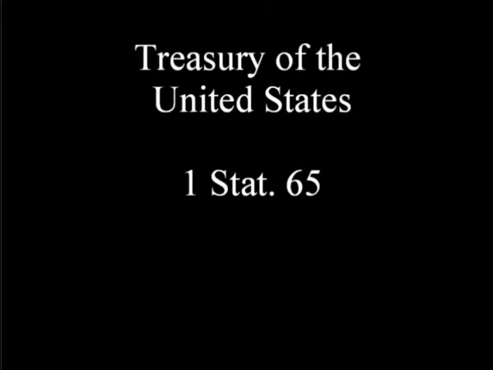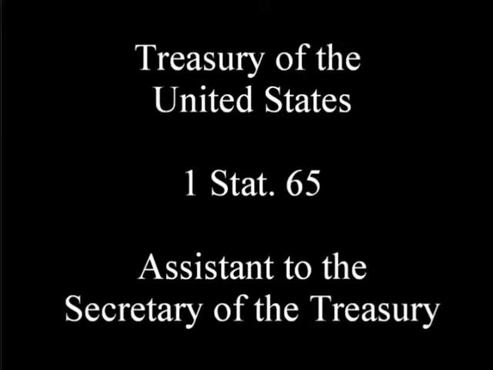For example, the act that created the Treasury of the United States of the original government is found in Statutes at Large, Volume 1, page 65. The Secretary of the Treasury is to be appointed by the President and confirmed by the Senate. But Section 1 of that act defines an assistant to the Secretary to be appointed by the Secretary of the Treasury. Section 7 of this act states when there is a vacancy in the office of the Secretary of the Treasury, the assistant shall have charge and custody of the records, books, and papers appertaining to that office.